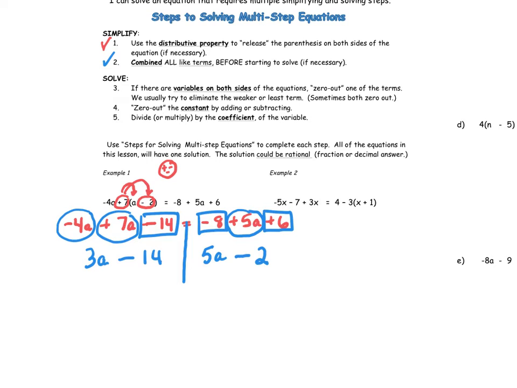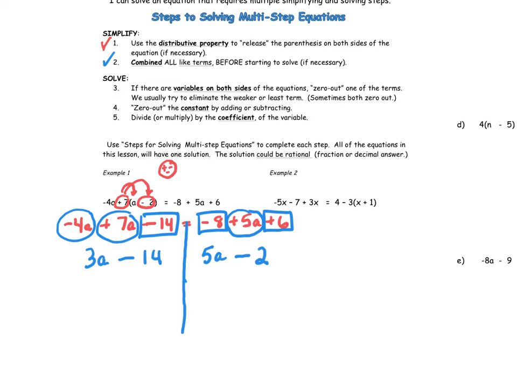Now we're going to do step 3. It says if there are variables on both sides of the equation, we're going to eliminate one of the terms. And generally, we choose the weaker term. So 3a is a smaller value, 3a compared to 5a. So I'm going to try to eliminate this term. Now I am ready to cross the wall, but I'm only going to cross the wall with an opposite. When we do this, we're doing a solving step, so it requires an inverse operation or an opposite sign.